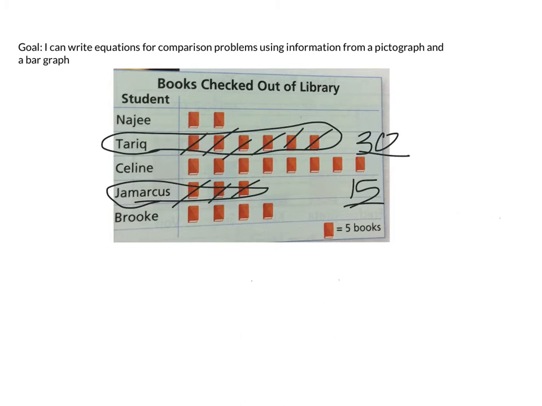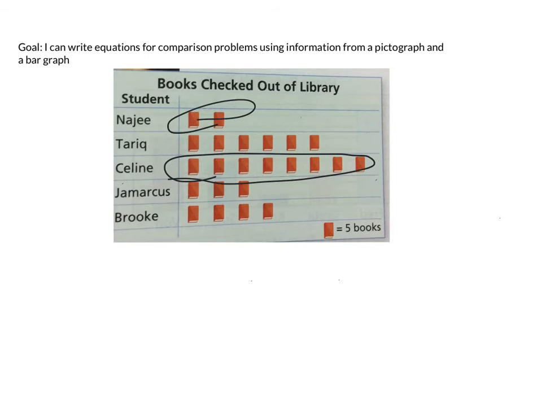Now we are going to write multiplication and division equations to show comparisons using this pictograph. So what I would like you to do is to turn to page 205 in your student workbook and look at number 2. The question says, write a multiplication equation and a division equation that compare the number of books that Nahi checked out using N to the number of books Celine checked out using C.